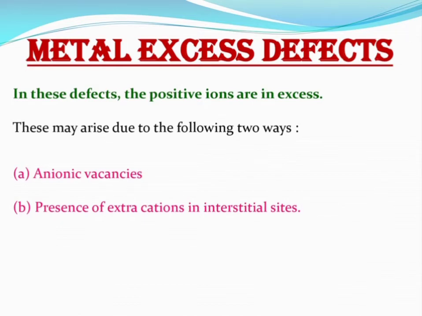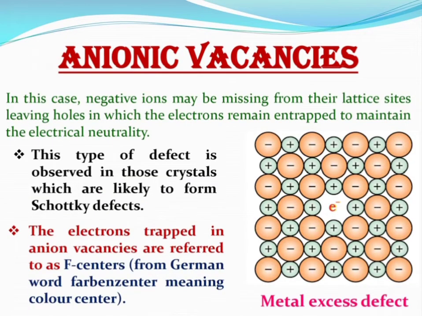In these defects, the positive ions are in excess. These may arise in the following two ways. First one, anionic vacancies, and second one, presence of extra cations in interstitial sites. Coming to anionic vacancies, in this case, negative ions may be missing from their lattice sites, leaving holes in which electrons remain entrapped to maintain electrical neutrality.